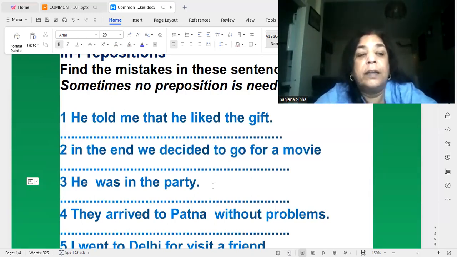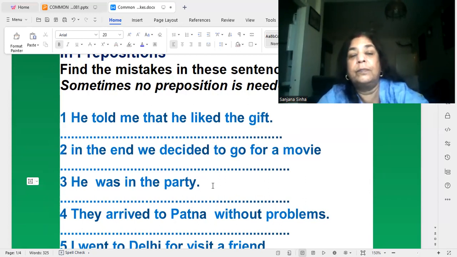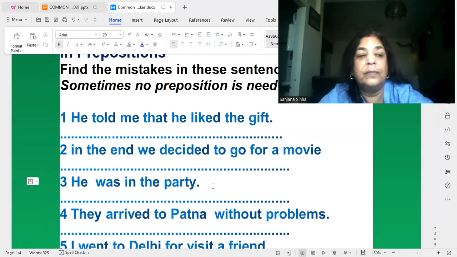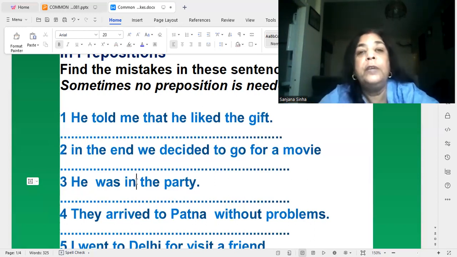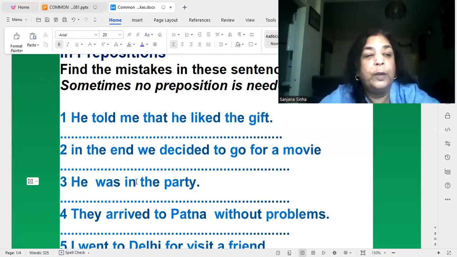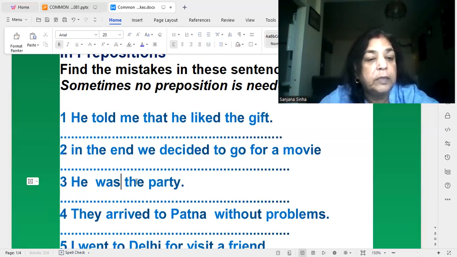You may think this is correct, but then it isn't. We use "in" for a larger space and "at" for a smaller one. For example, I live in Patna at Boring Road. He was in the party? No. Your "in" is uncalled for, and you're going to say it as he was at the party. We are going to read the correct sentences in the end. So he was at the party, not in. At the party.